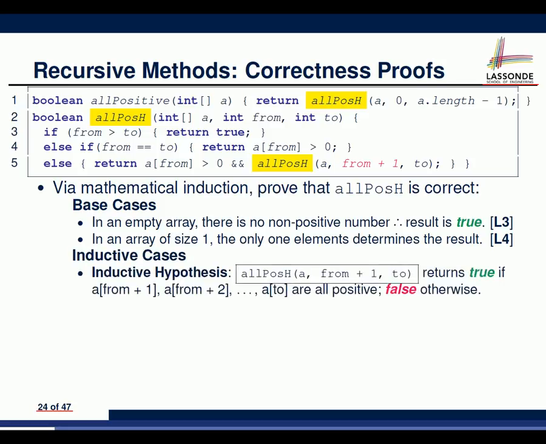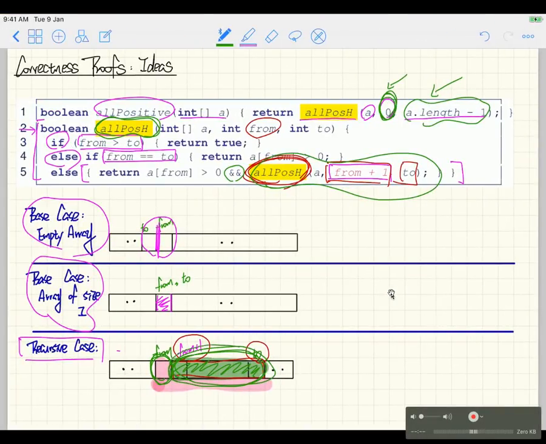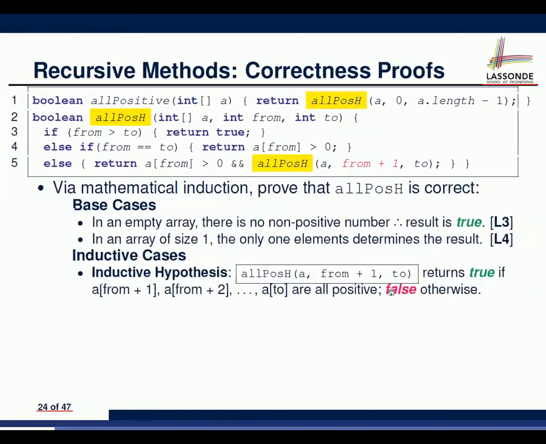Let's make the inductive hypothesis. Now you can see that I'm saying that for this particular recursive helper method, if I'm calling on A, and then you can see the from part over here is from plus 1 until 2, right? That's exactly the green part I'm talking about over here. I'm not including the from over here, only making the assumption on the green part. Okay, that's what I'm doing here.